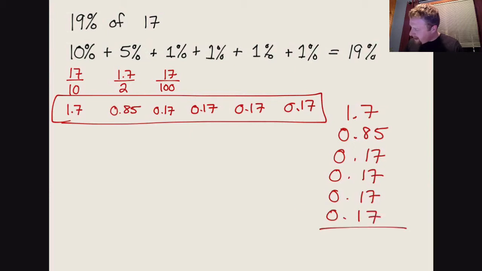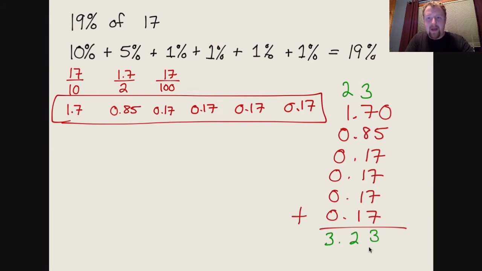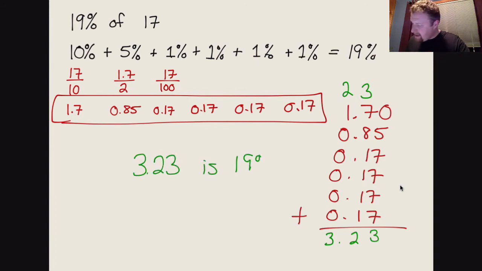0.17. I'm going to add all of those up, and I'm going to do some quick arithmetic here. So I'm going to go ahead and pause this. Okay, and what we see happen after I do the arithmetic is that we end up with 3.23. So 3.23 is 19% of 17. This is about as hard a type of problem as you're going to see.